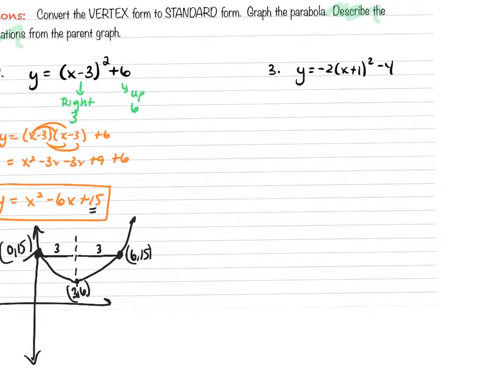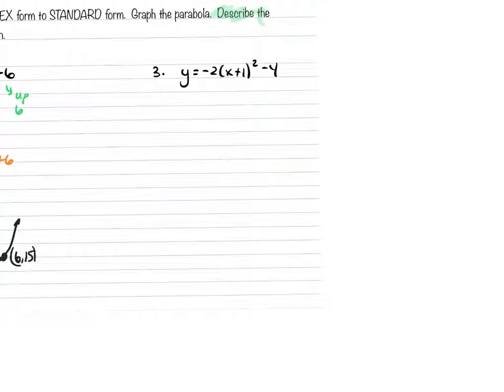Moving on to number 3, we are going to describe the transformations first. So the negative is going to cause this to flip over. Now whether I'm facing up or facing down, that 2 is going to vertically stretch it. We can ignore the positive or negative. We're trying to talk about stretches or shrinks. Because there's a +1 in parentheses, that's going to move it left 1 unit. And then the -4 is going to move it down 4 units.